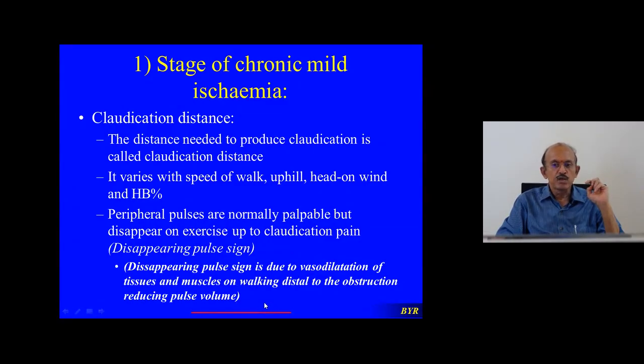Disappearing pulse sign is due to vasodilatation of the tissues and muscles on walking distal to the obstruction, reducing the pulse volume. So when there is a partial block, because of the vasodilatation, blood is being taken away. So the pulse pressure will come down. This is called disappearing pulse sign.